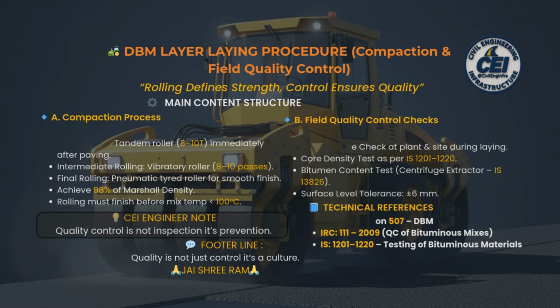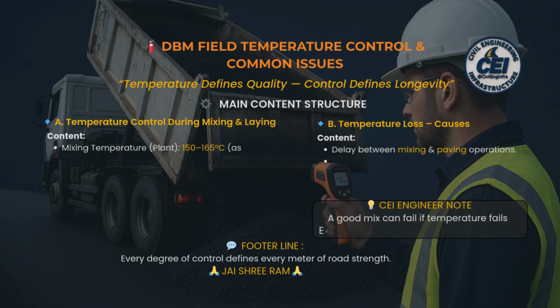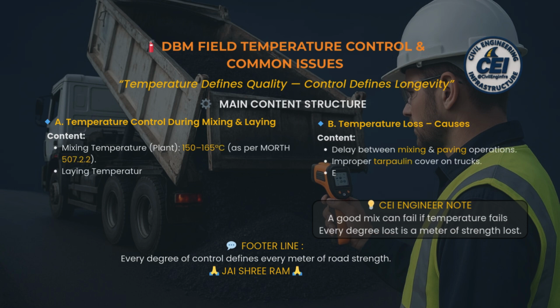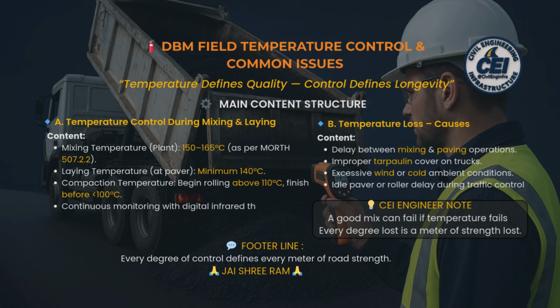Now let's talk about the most critical factor, temperature. Temperature defines quality, control defines longevity. A. Temperature control. Mixing 150–165 degrees C, MoRTH 507.2.2. Laying greater than or equal to 140 degrees Celsius. Compaction begin above 110 degrees Celsius, finish before 100 degrees Celsius.